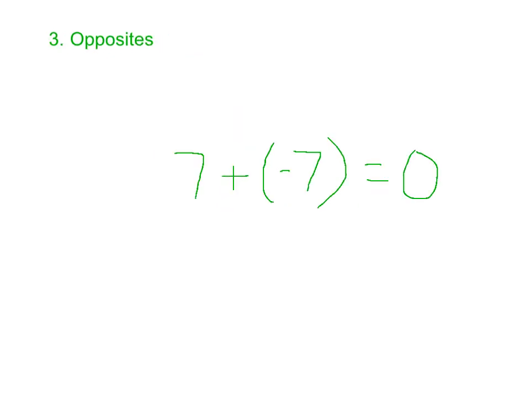Then we've got the opposites rule. This is the easiest one, okay? Basically, what we're saying is we've got +7 plus -7. These are both numbers that are opposite of one another on a number line. Anytime we add the exact same numbers as opposites, we are always going to get an answer of 0.